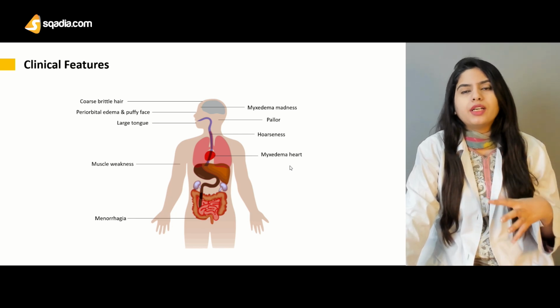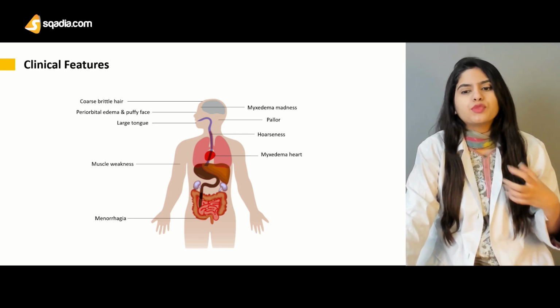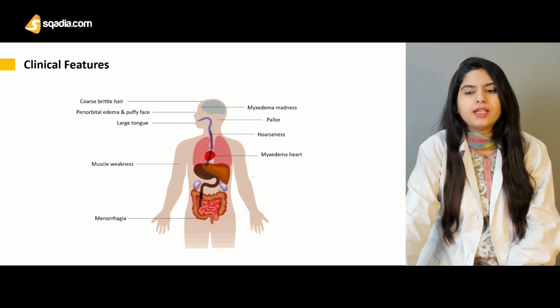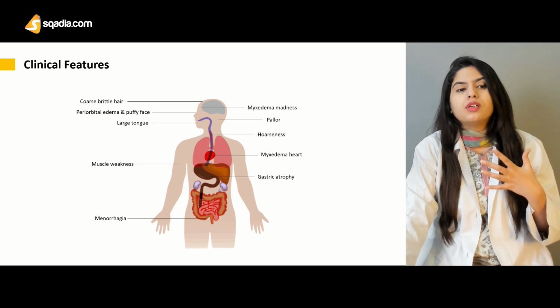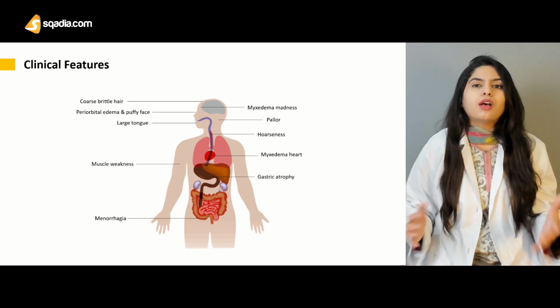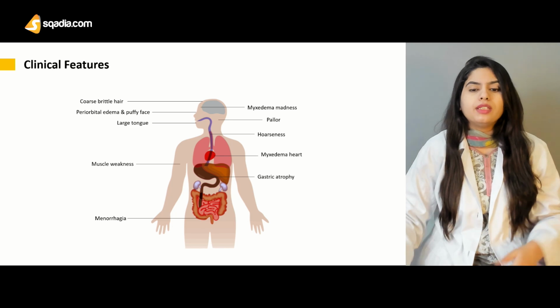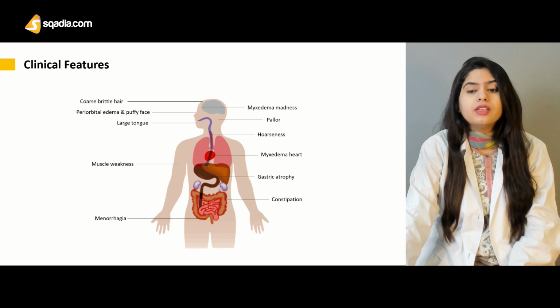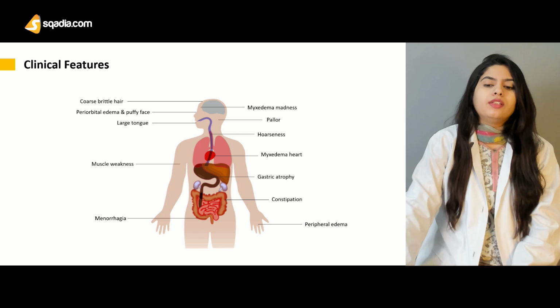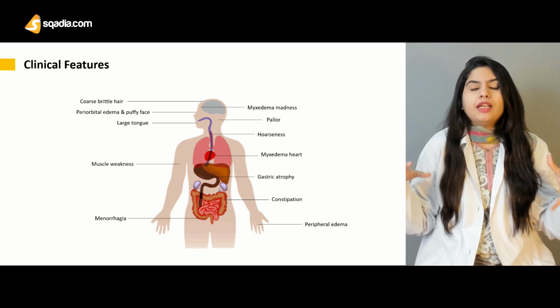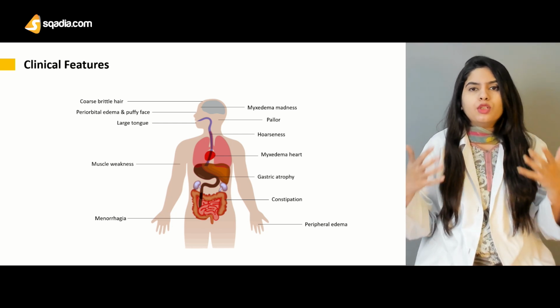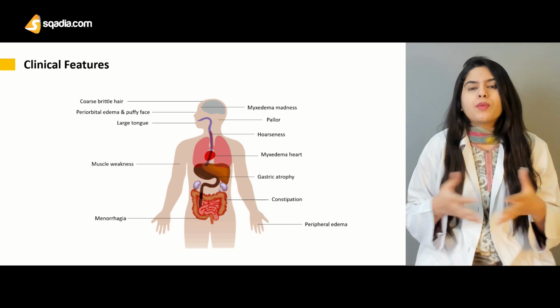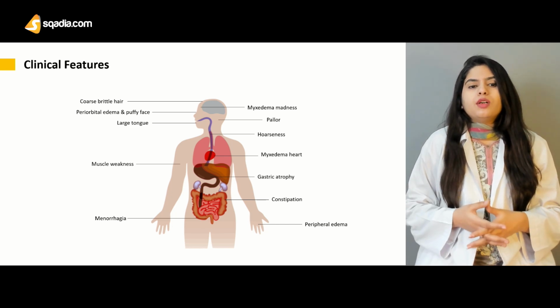So hypothyroidism can also affect your heart and cause swelling and edema there as well. Then there can be gastric atrophy due to hypothyroidism, and this is how this disease is going to affect the gastric system. Then there can be constipation, and there can be peripheral edema. Now, the most common peripheral edema is the edema of the lower legs. That is the most prominent feature of this disease.